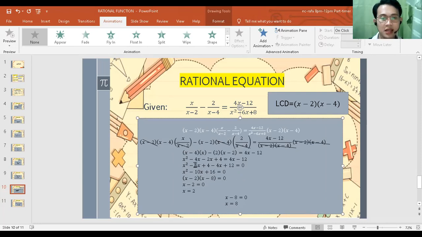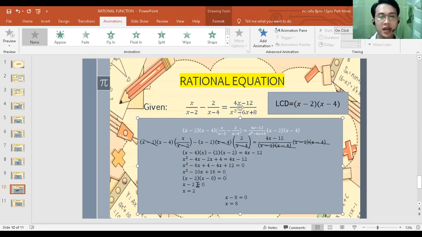As you can see, we can combine 6x and 4x because they are similar terms, and also 4 and 12. So negative 6x plus negative 4x is negative 10x. And then 4 plus 12 is 16. So that explains it here. And bring down x squared.